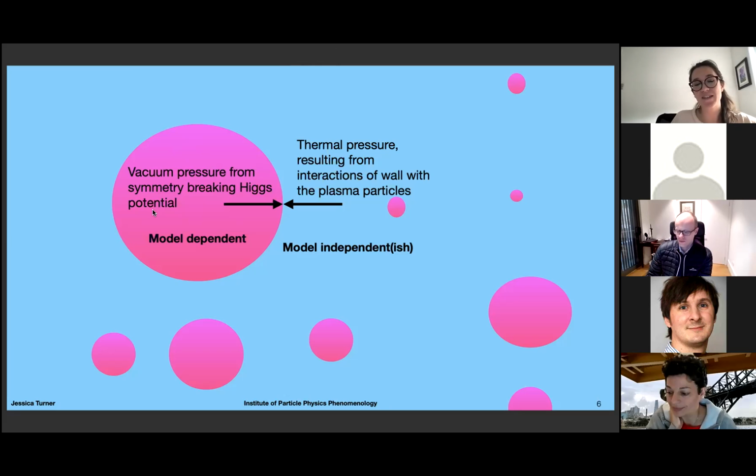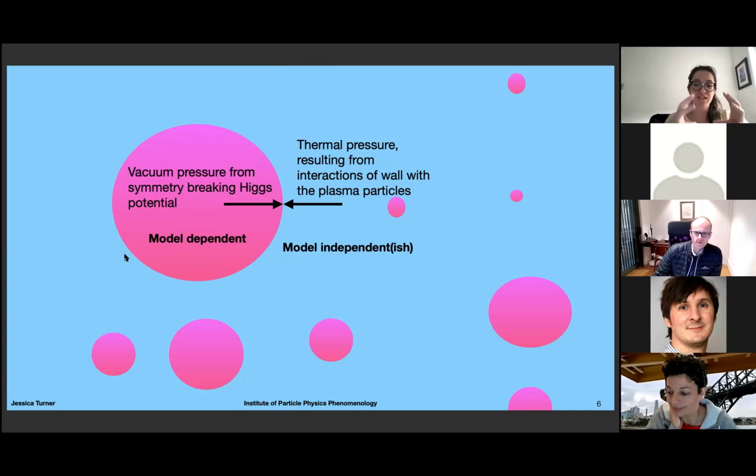As I said, we're going to calculate today the relativistic bubble wall velocity if we had a first order electroweak phase transition. So how does the velocity actually come about? So we saw that we can get these first order phase transitions occurring with minimal new physics, and these bubbles nucleate in the early universe and they expand. The reason they expand is because we have vacuum pressure, which results from the symmetry breaking Higgs potential. And this is model dependent. That depends on the structure of the effective potential in your new physics.